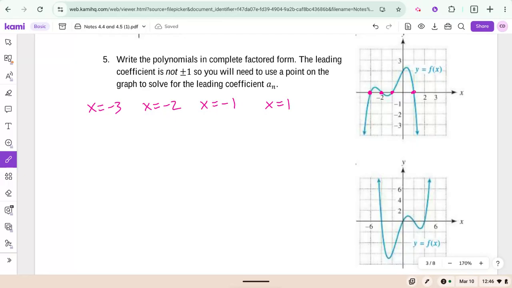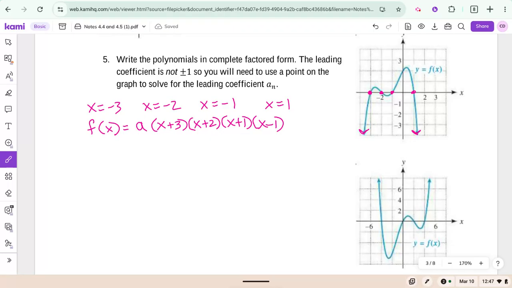I want you to notice that both ends are pointing down, so I know my leading coefficient is negative. I just don't know what it is exactly. So when I write my function, whatever the leading coefficient is, I'm just going to call it a for now. My factors are, if I have x equals -3, the factor is x plus 3. If I have x equals -2, the factor is x plus 2. Then the next one would be x plus 1, and then x minus 1. Remember, the sign inside the factor is always the opposite of the sign of the zero.